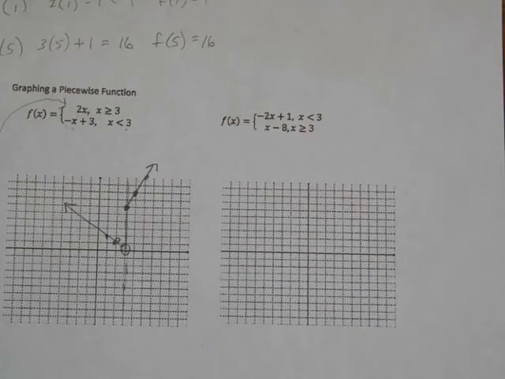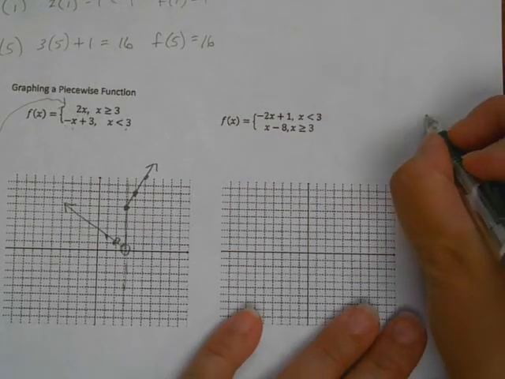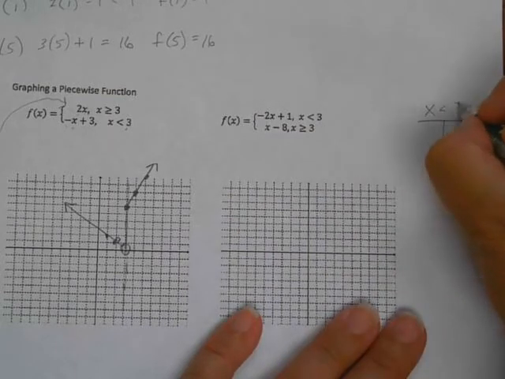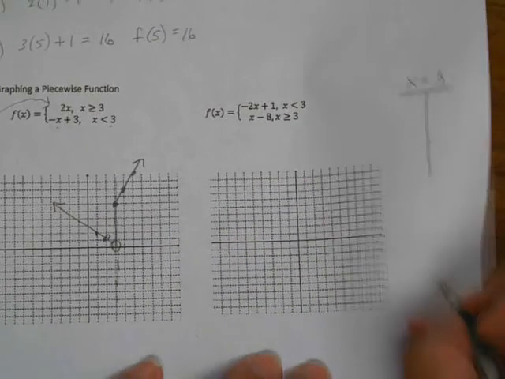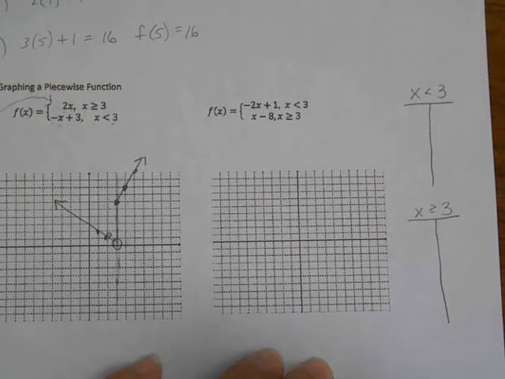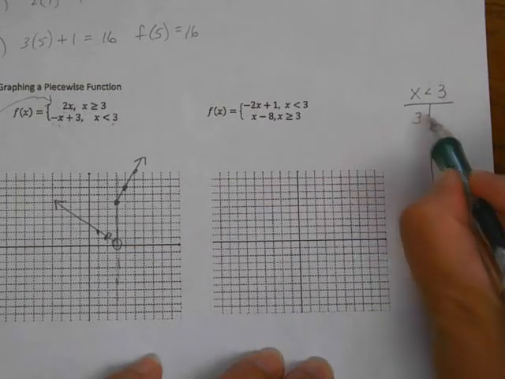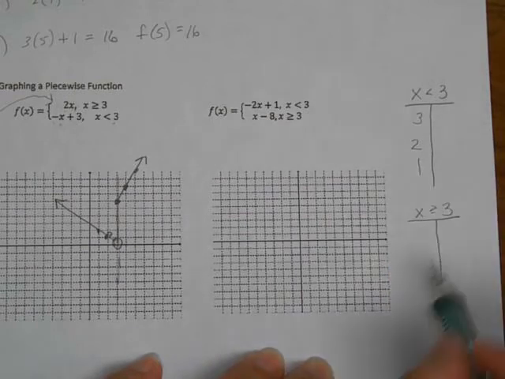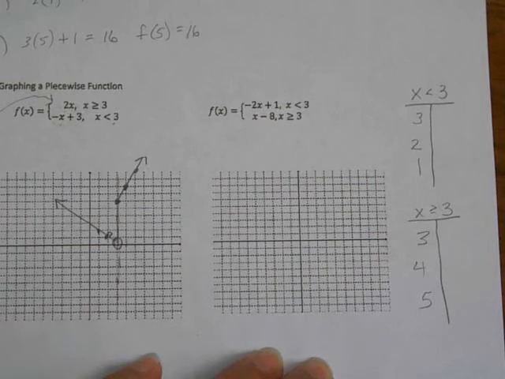So this one has a turning point at 3. Again, I'm going to have a table of values. I'm going to have one table of values for when x is smaller than 3. And then I'm going to have a separate table of values for when x is greater than or equal to 3. So I'm going to think about my numbers here. I'm going to choose 3 and a couple of numbers that are smaller than 3. Here I'm going to choose 3 and a couple of numbers that are bigger than 3.